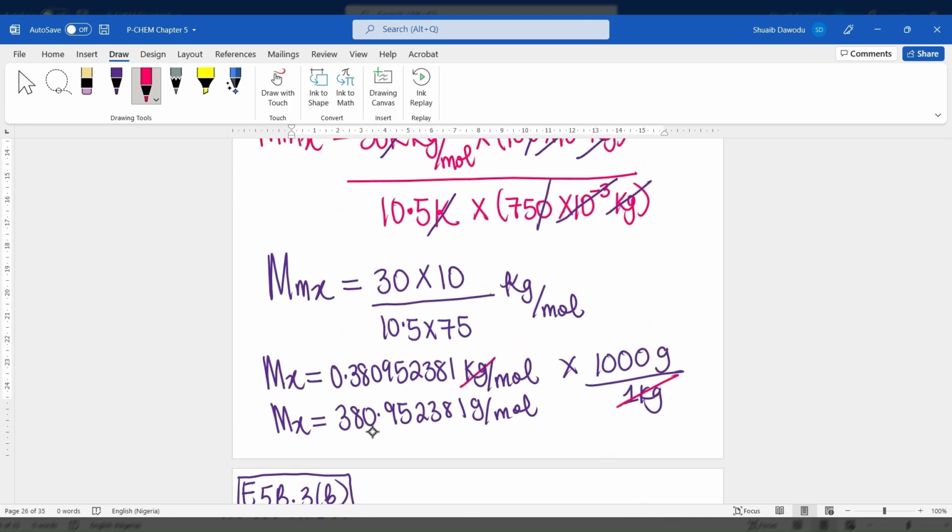So the molar mass M_X is approximately 381 gram per mole. This is basically the answer to this question, 381 gram per mole.